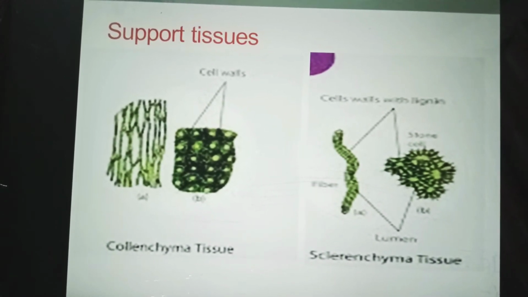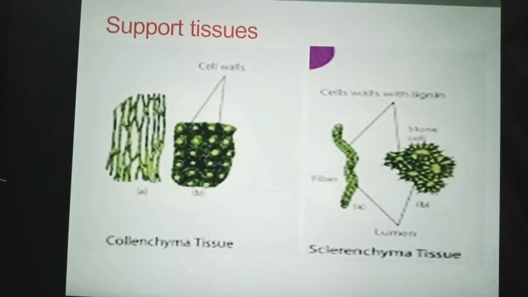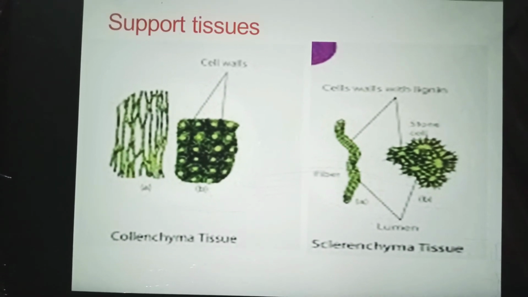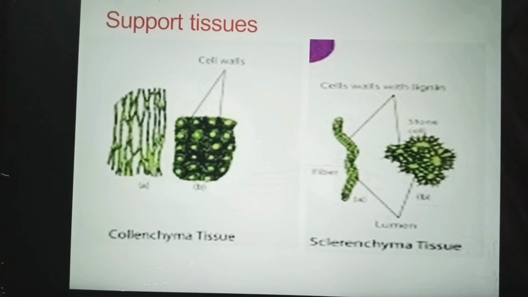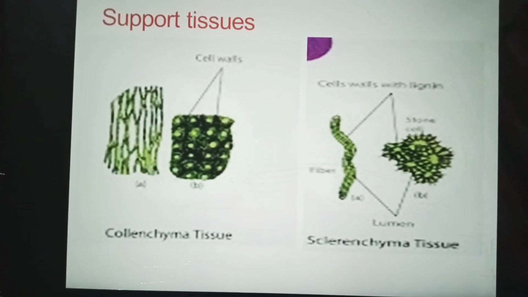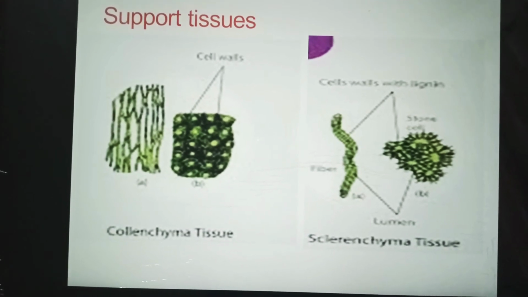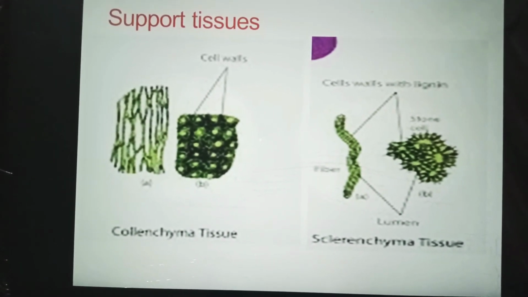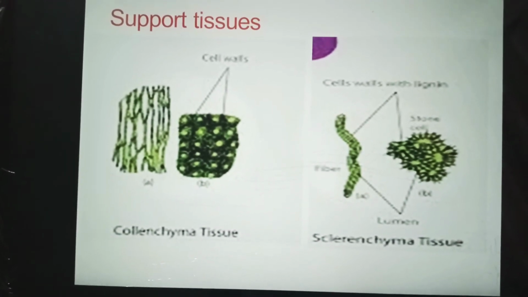Collenchyma tissues are found in the cortex beneath the epidermis of young stems and in the midrib of leaves and petals of the flowers. They are made of elongated cells with unevenly thickened primary cell walls. They are flexible and function to support the organ in which they are found.